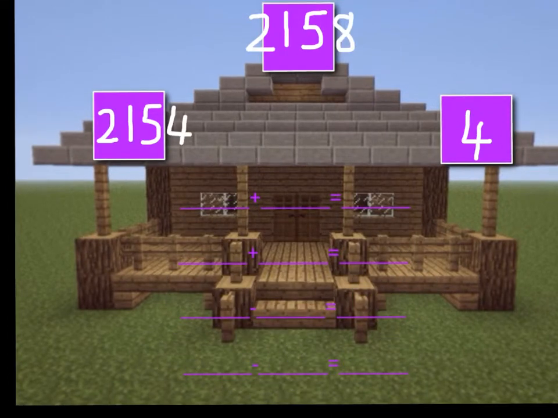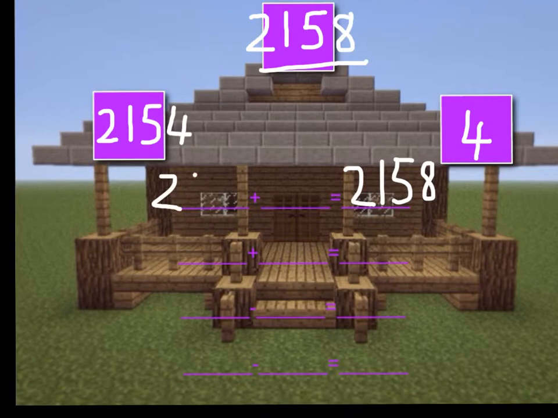Let's look at these numbers that are a bit bigger. They're 4-digit numbers now. So my total here is 2,158. Now my first addition sum will be 2,154 plus 4. Looking at those numbers, I can see an addition strategy here of 4 and 4 equals 8. So I'm using my doubles addition strategy there to know that the answer at the end on the ones column must be 8.